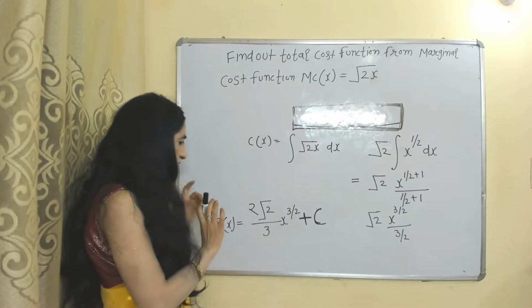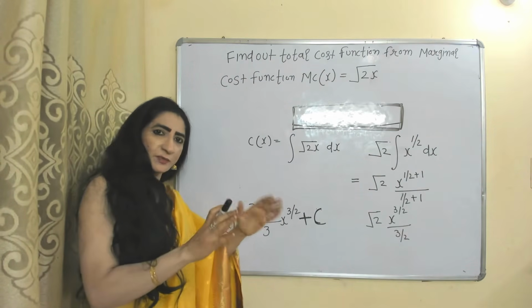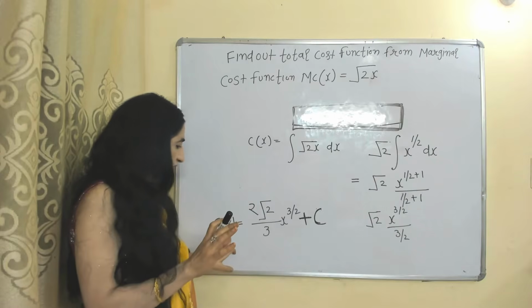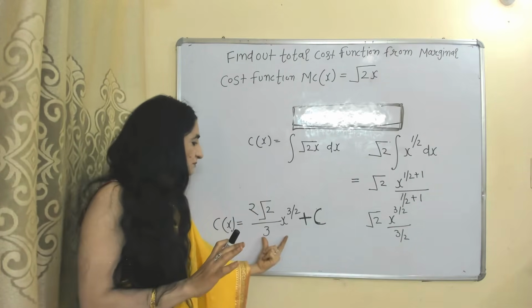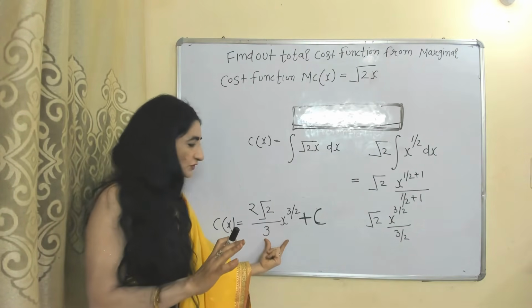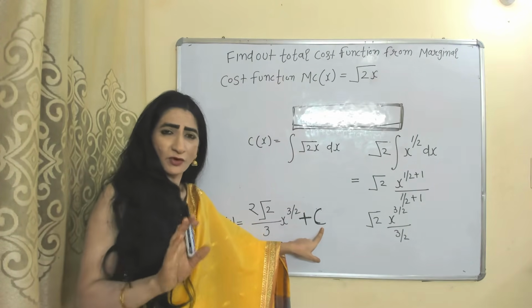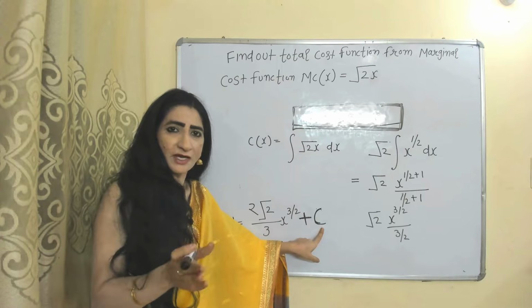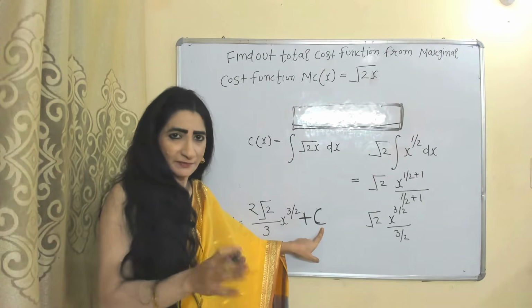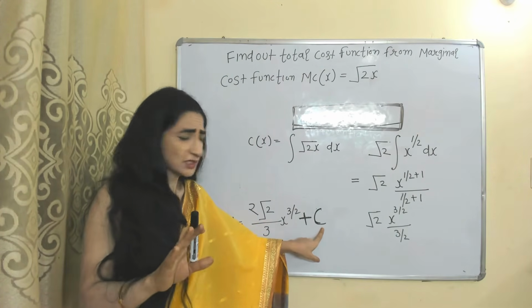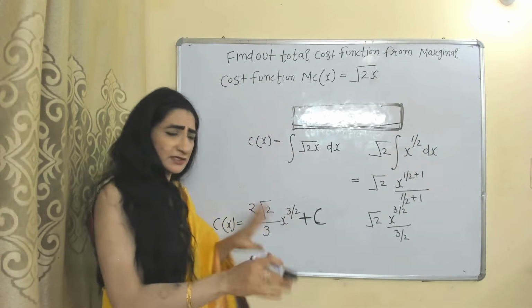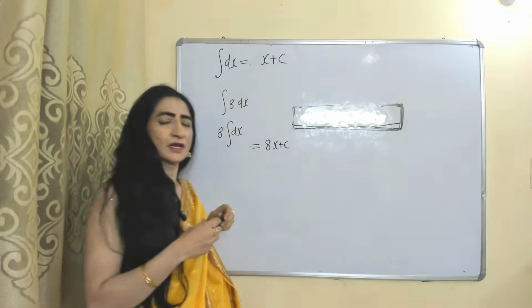So as we know, total cost equals variable cost plus fixed cost. This is our total cost function. This part represents our variable cost, and this constant c represents our fixed cost. As we know, our fixed cost remains constant during a short time period. If the value of the fixed cost is given, then you can write it, otherwise simply write c.